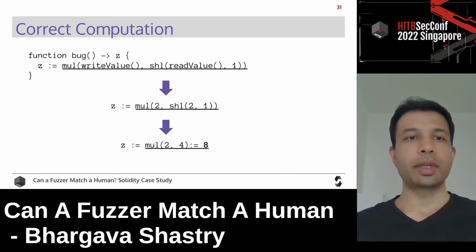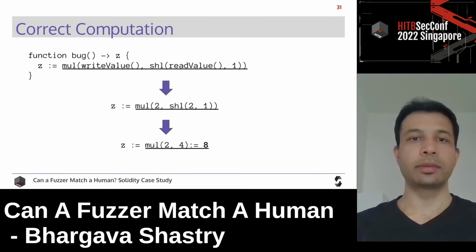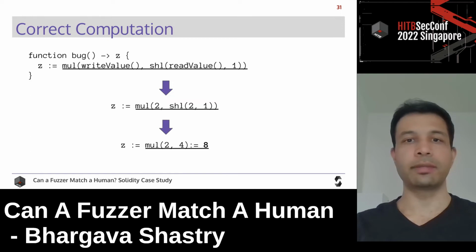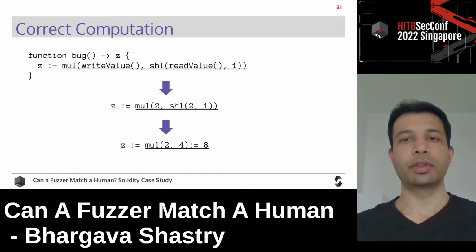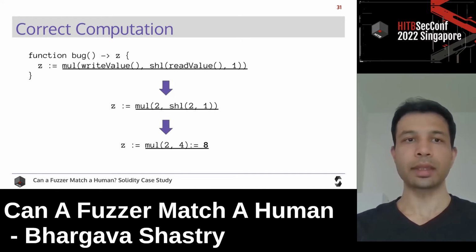So the main computation in the bug function is the multiplication, which can be simplified to mul of 2, which is the value returned by writeValue. Please note that we are evaluating left to right, and therefore writeValue is first evaluated, followed by shift left of 2, 1, that is 1 left shifted by 2, which is the value 4. This simplifies further to mul 2, 4, that is 2 multiplied by 4, which is 8. That is the correct value that should be returned by the function bug.